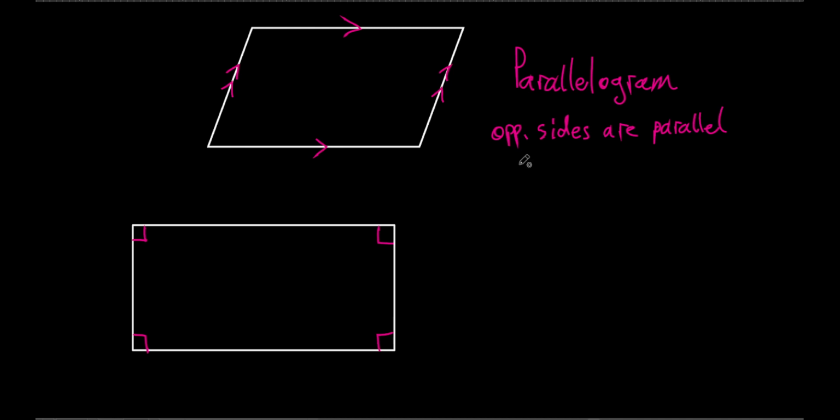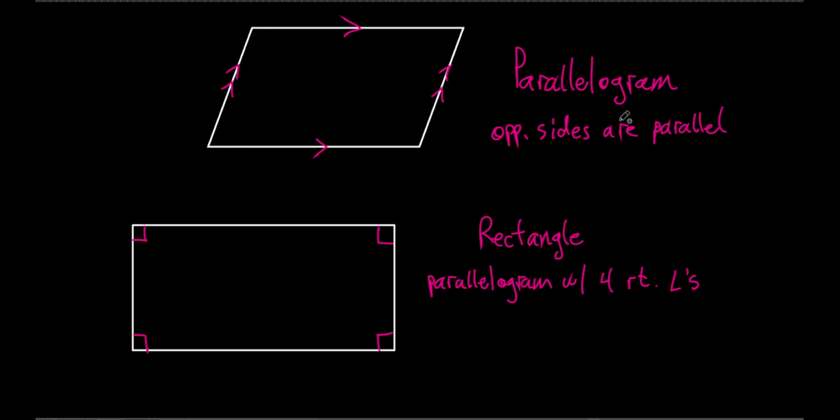Okay? So, I'll write it down. So, it's a rectangle. It's a rectangle, is a parallelogram. All right, so it's a parallelogram. A rectangle is actually a parallelogram with what? 4 right angles. Okay, so a rectangle is a parallelogram.